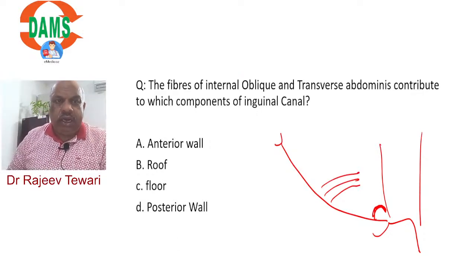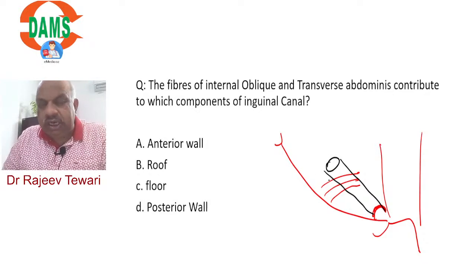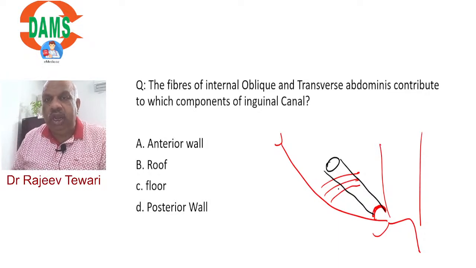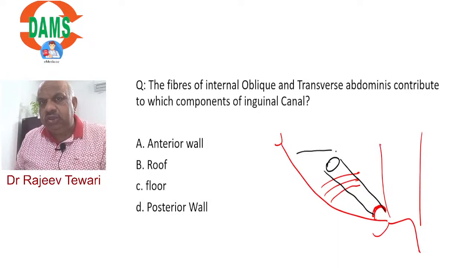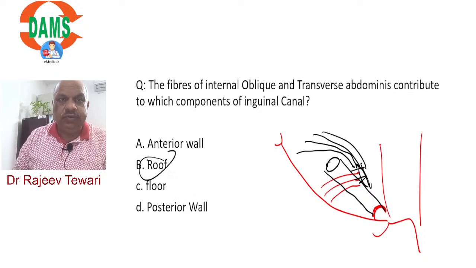So, the inguinal canal extends from the deep ring to the superficial ring. Anterior border is external oblique and internal oblique only laterally. Roof, transverse abdominis coming here, they only form the roof, not the anterior wall. So, transverse abdominis and internal oblique form the roof, which is the answer.